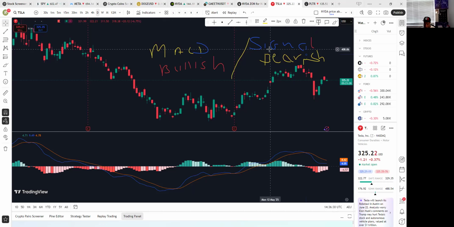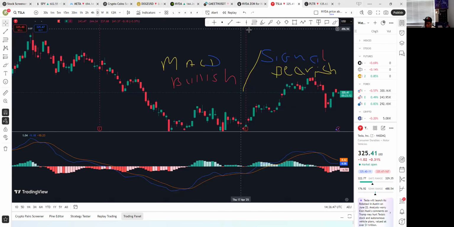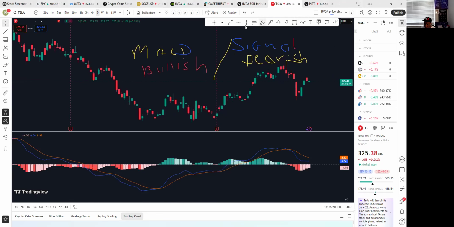I just told you, MACD has two lines. The first one is the MACD line, and then the signal line. So whenever the MACD line is crossing above the signal line, the stock is bullish. We have bullish and we have bearish. Whereas whenever the signal line crosses above the MACD line, the stock is bearish.